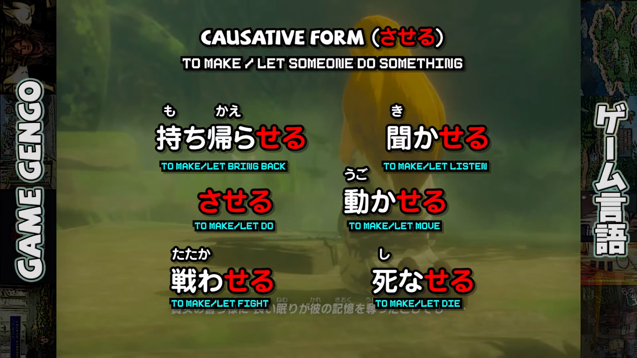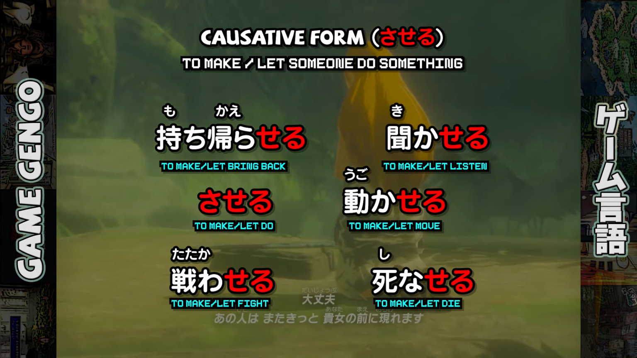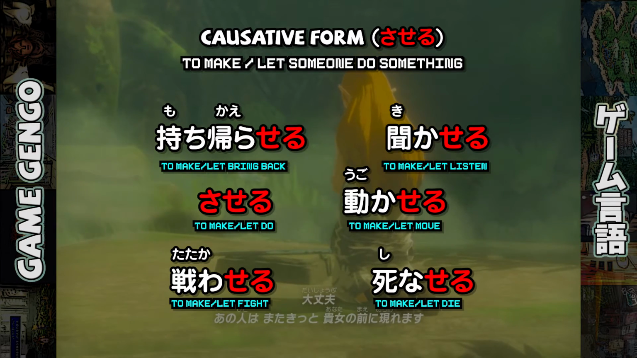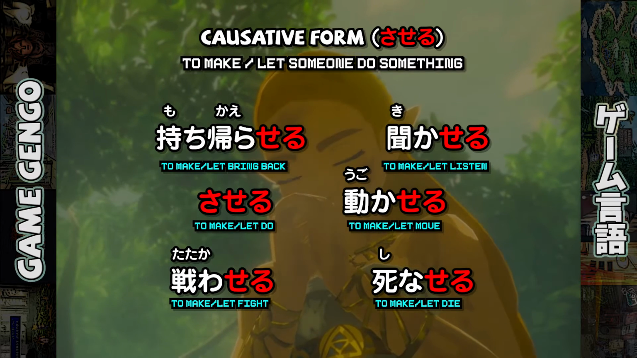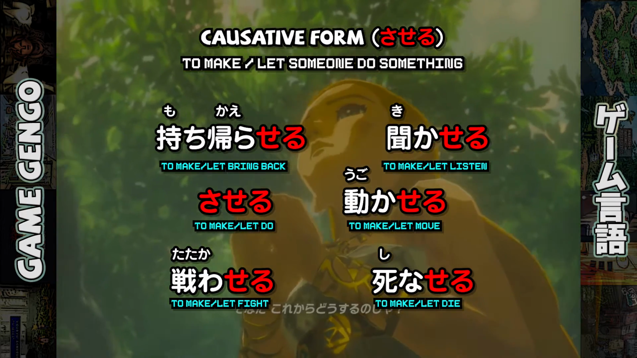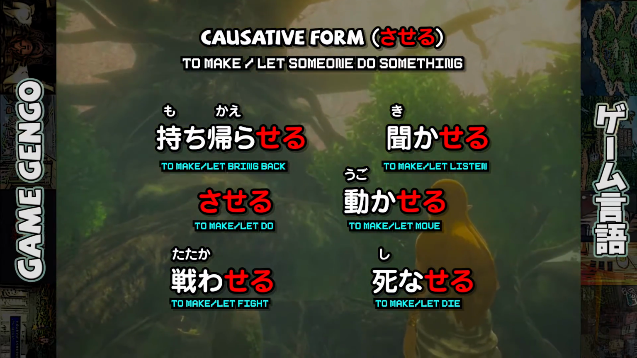So as you can see, expressing how to make someone or let someone do something in Japanese is expressed with this saseru grammar point, the causative form. And it depends on contextual understanding as to whether you would interpret it as meaning make or let someone do something. I will now leave you with a few extra examples of this grammar point being used to help further your contextual understanding of this grammar point.